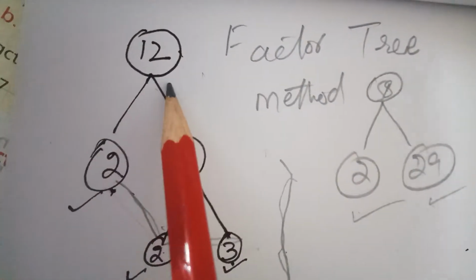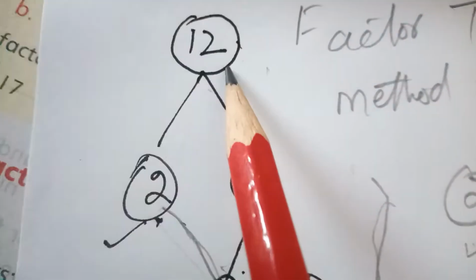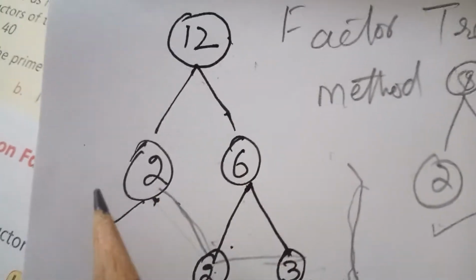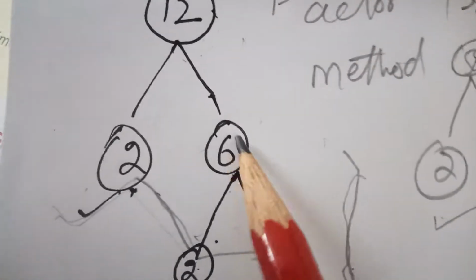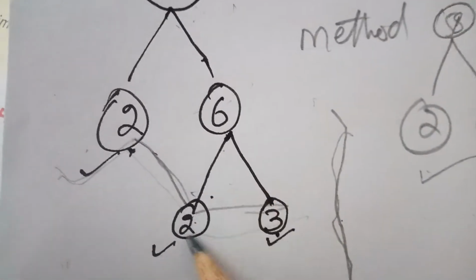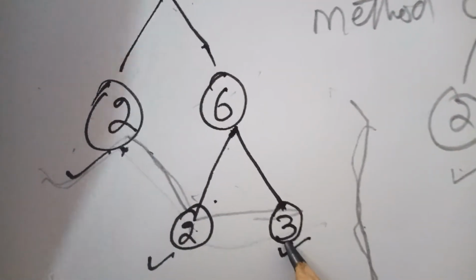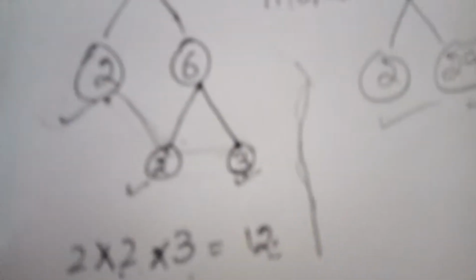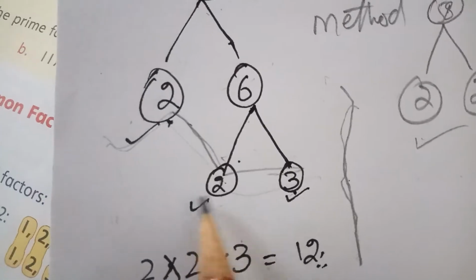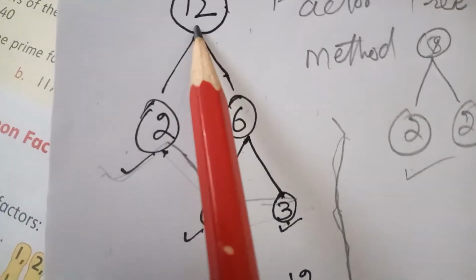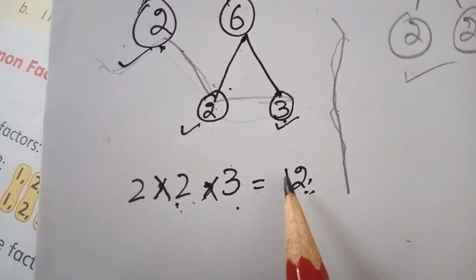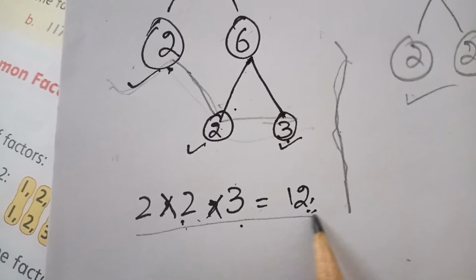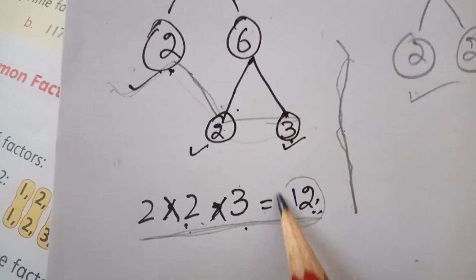For example, you have the number 12. Which tables can make 12? 2 sixes are 12. 2 is a prime number because it cannot be further divided and it comes in its own table. But 6 can be further divided into two parts, that is 2 threes are 6. So 2, 2 and 3 are the prime factors of number 12. That is 2 twos are 4, 4 threes are 12. These are the prime factors of the number 12.